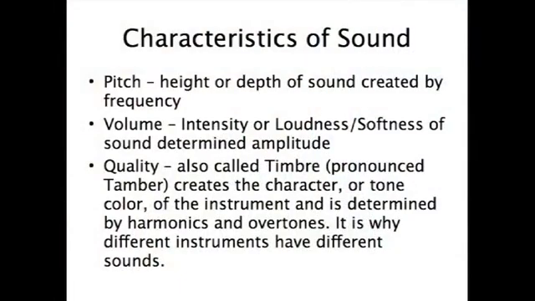Quality. Quality of your sound, also called timbre. T-I-M-B-R-E is pronounced timbre. It creates the character or tone color of the instrument and is determined by harmonics and overtones. It is why different instruments have different sounds. Which is why, for example, a bagpipe playing the same note as a trumpet, as a piano, as a flute, all sound different. They all have different timbres. There's different quality of sound depending on the instrument you're playing. That's where it comes from.